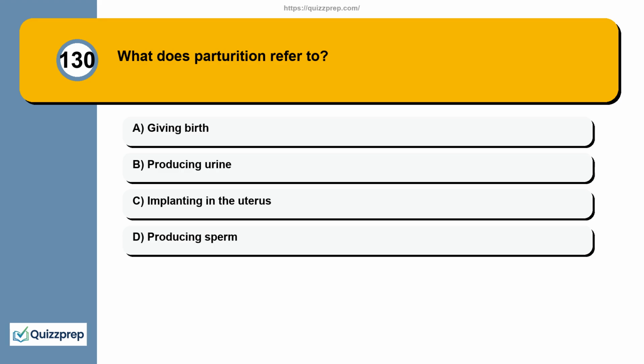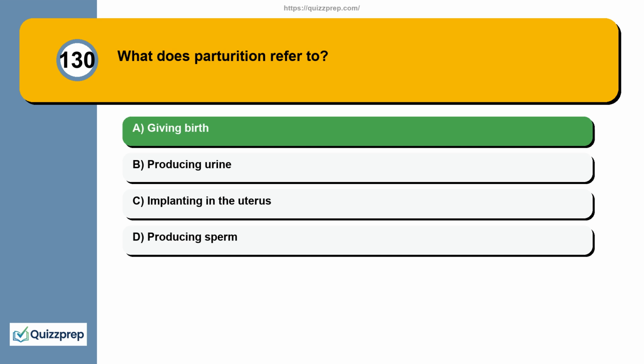Question 130. What does parturition refer to? Option A. Giving birth. Option B. Producing urine. Option C. Implanting in the uterus. Option D. Producing sperm. The correct answer is option A. Giving birth.